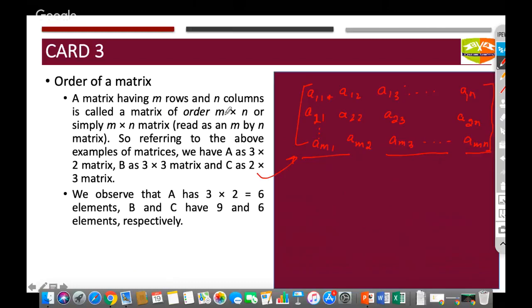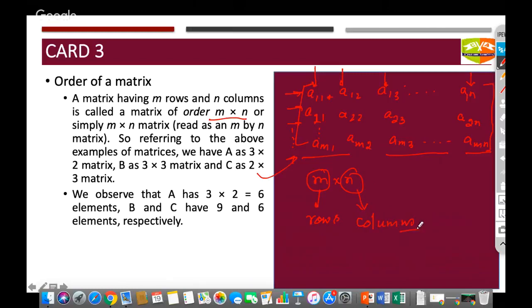Now the order of matrix. As you can see over here, there are m rows, 1, 2, 3, 4, like m rows, and this is called a column. How many columns are there? There are n columns over here. Always remember, the first one to be used is the number of rows, and the second one is the number of columns.